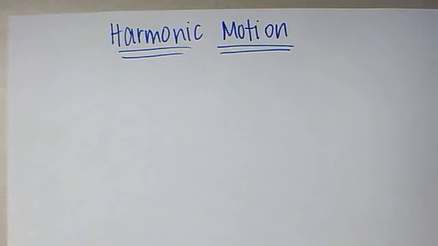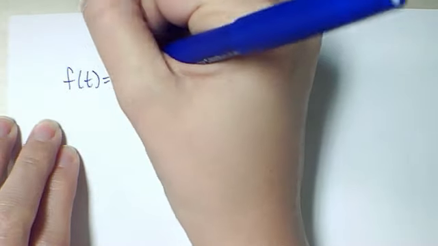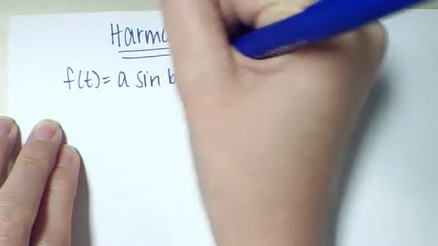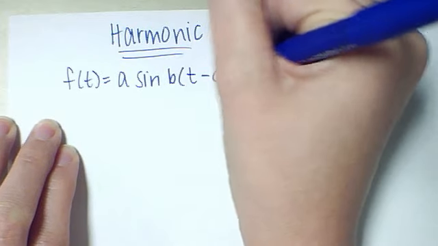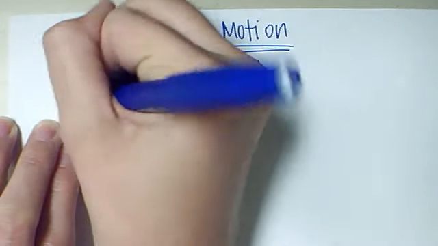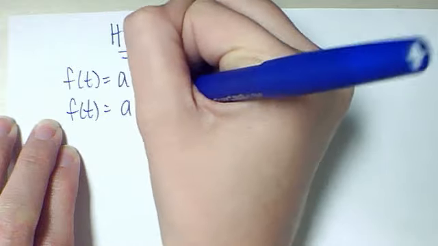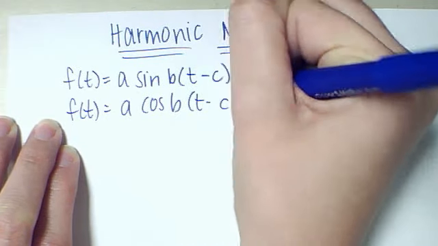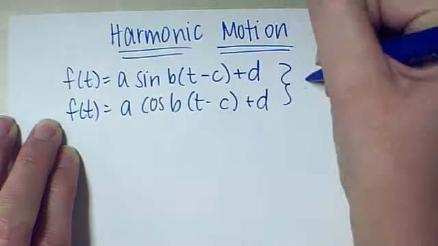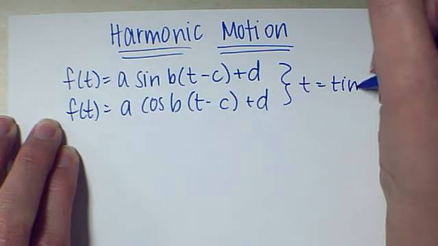Today in pre-cal we started talking about harmonic motion, which is the applications of sine and cosine. The general formulas are f of t equals a sine b times t minus c plus d, and f of t equals a cosine b times t minus c plus d. In both of those, t equals time.